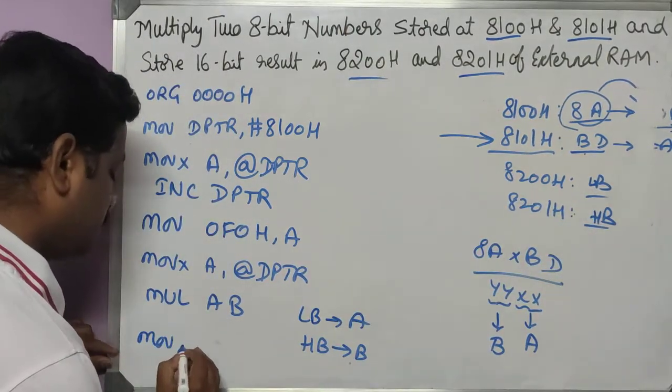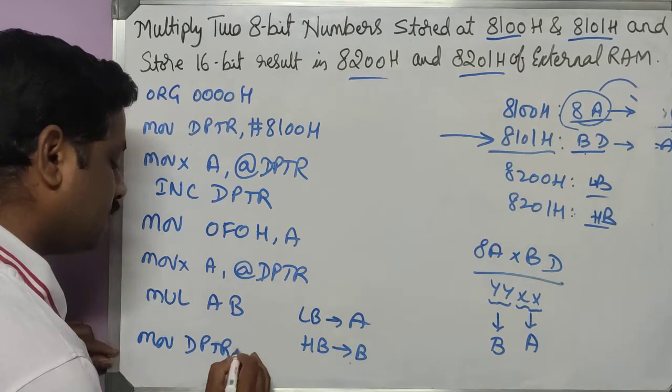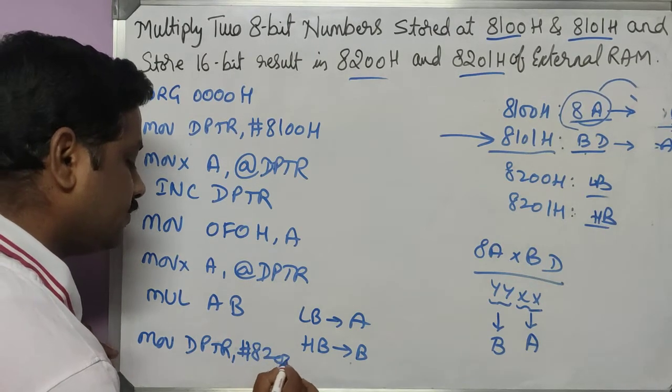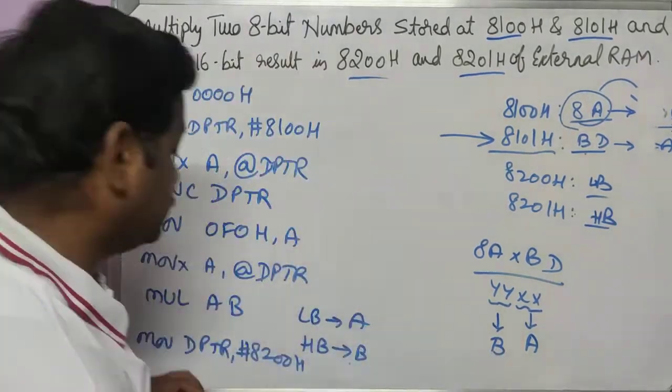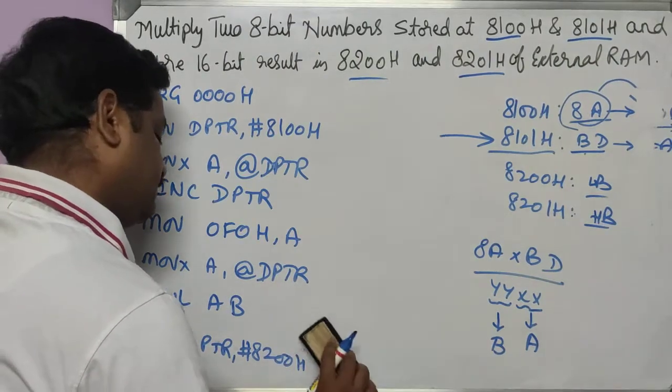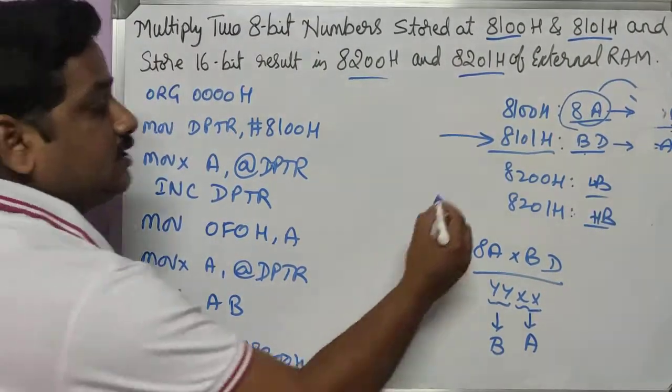So what I can do now? MOV dptr comma hash 8200h. I will erase this. This is just written for understanding purposes. Right. So I have assigned this address.